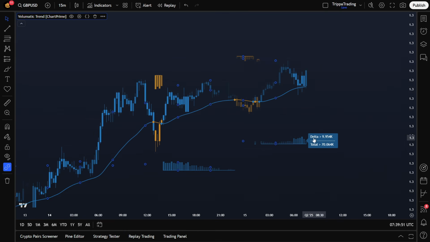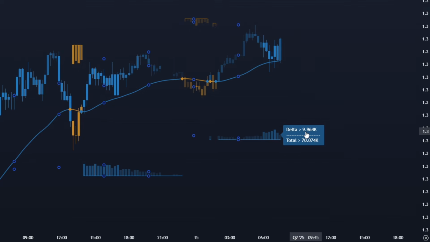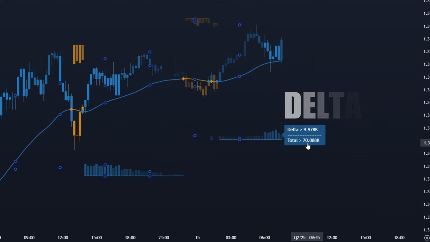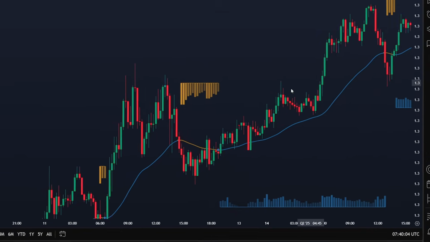On top of that, you'll often see panel labels near the end of a trend section. These display the delta, meaning the net difference between buying and selling volume and the total volume traded during that trend. It's a quick snapshot of the buying or selling pressure behind the move.